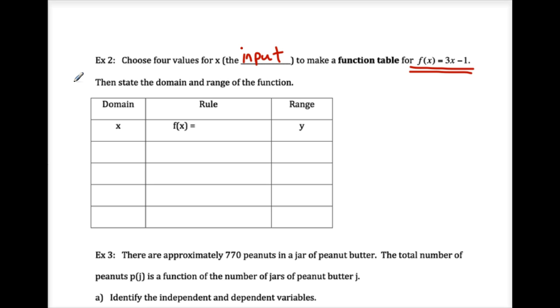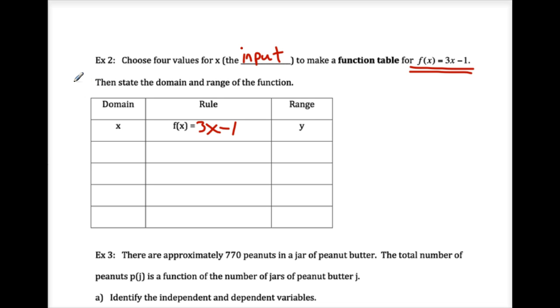Domain is always going to be your left column. That's domain, your x. You get to choose values here. We're going to do some math in the middle, and then we're going to get the range, the output or the dependent variable, over here on the right. I left this blank. You always put your function rule here. For this case, f of x equals 3x minus 1. Whatever the problem is, throw the function rule in the middle.